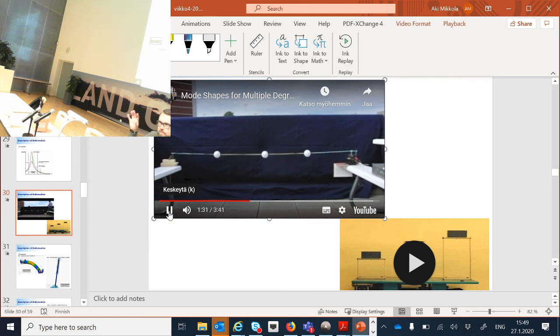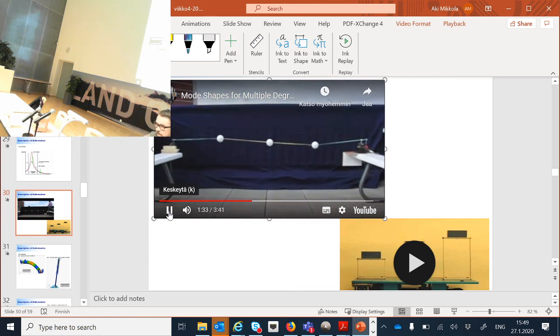Okay, then comes next. In the second natural mode, the center mass is stationary at a node point, while the 2 outside masses move with opposite phase in opposite directions. One more.